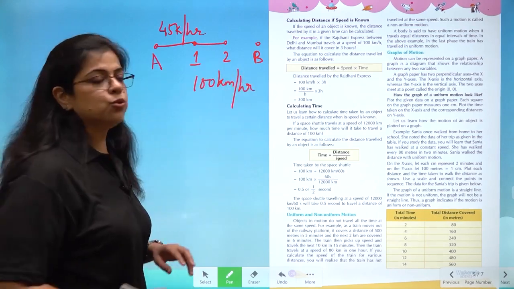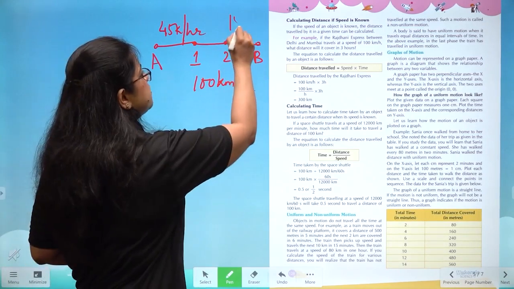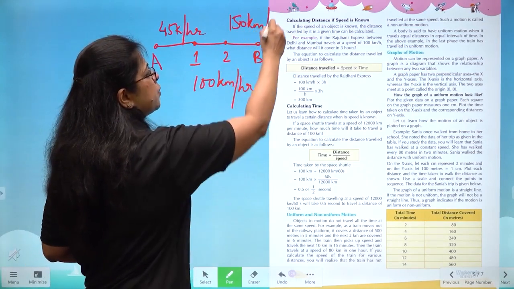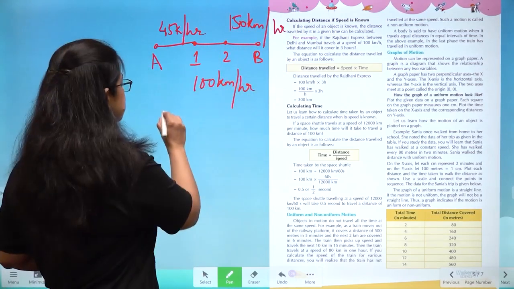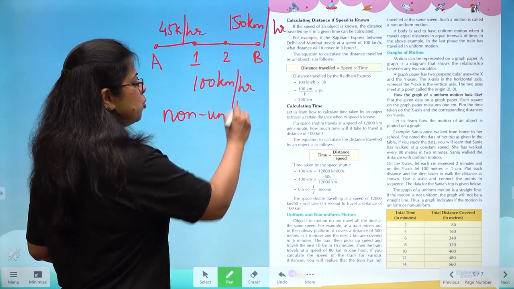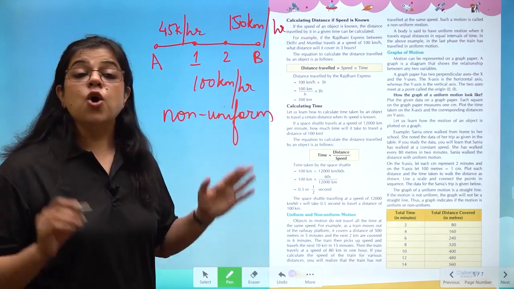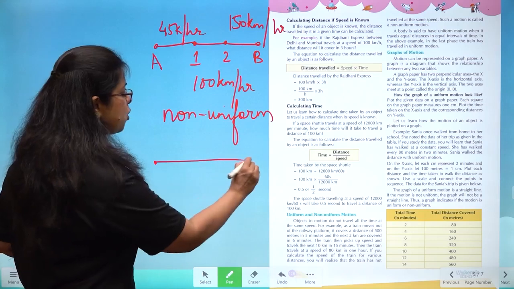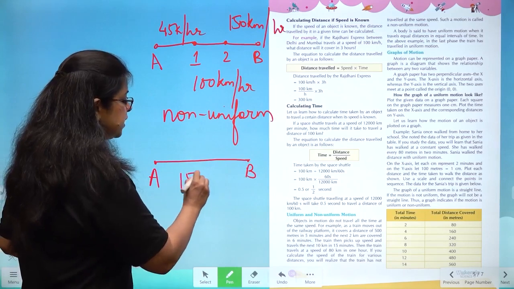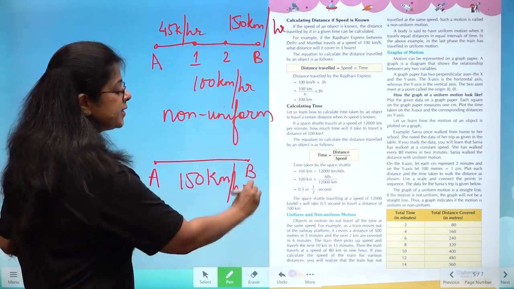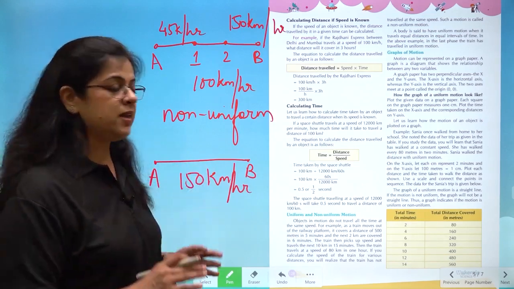Again, it stops at 2. And from here till B, it travels again at a very fast speed, which may be 150 km per hour. इसका मतलब throughout train की speed uniform नहीं थी. It was non-uniform motion. Non-uniform motion means when the speed keeps on changing. On the other hand, if a train travels from A to B at one single speed, which is 150 kilometers per hour, then this is said to be uniform motion because it is not changing its speed anywhere.